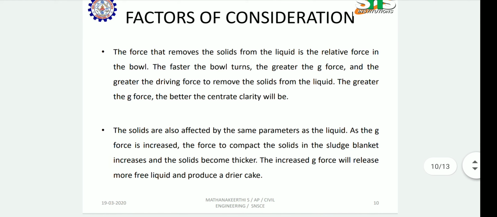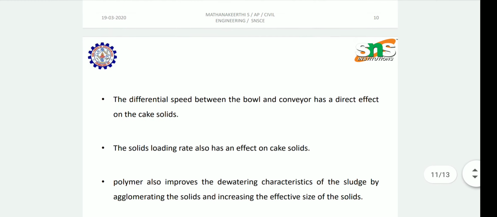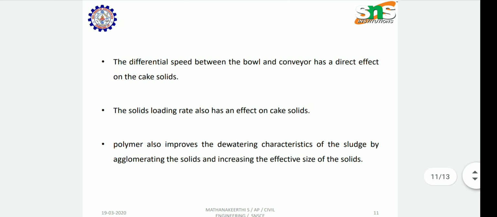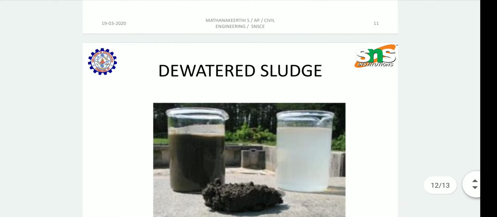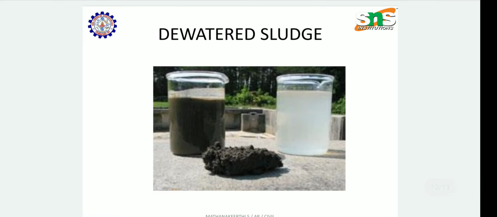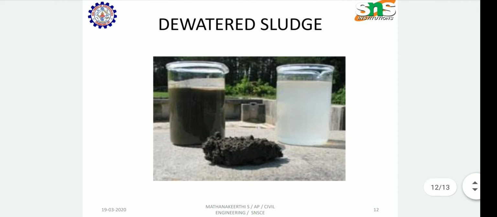The factors to be considered while dewatering are the force on the solids, which is affected by parameters like the force and the compaction process, the differential speed between the bowl and the conveyor, the solids loading rate, and also the polymer chemicals to be added. So this is the dewatered sludge. The one present at the bottom indicates the sludge is decomposed and dewatered. It looks like a solid mass, almost like humus or compost, so it can be used for further processes.